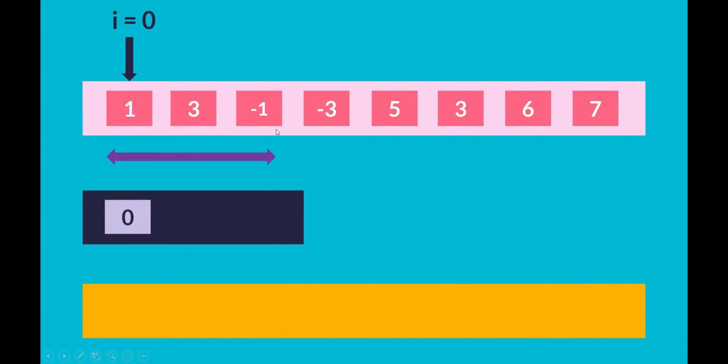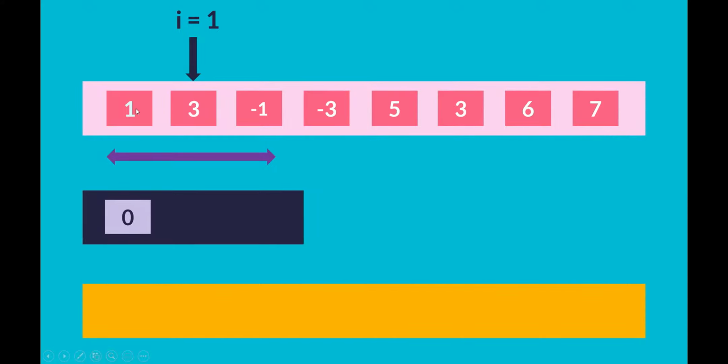Now we move our I pointer towards the next element. Now I is at index 1 and it points to the element 3. Now what you need to do is compare this 3 with the element present at the back of the DQ, which is 0, which means nums of 0, which is 1.